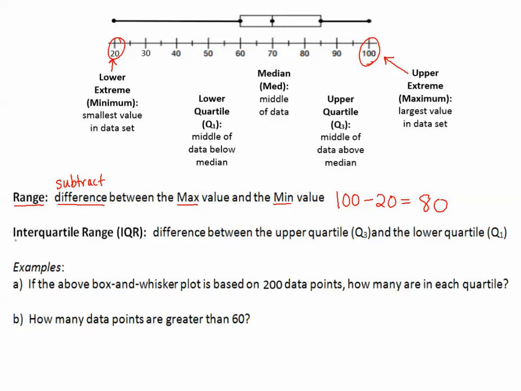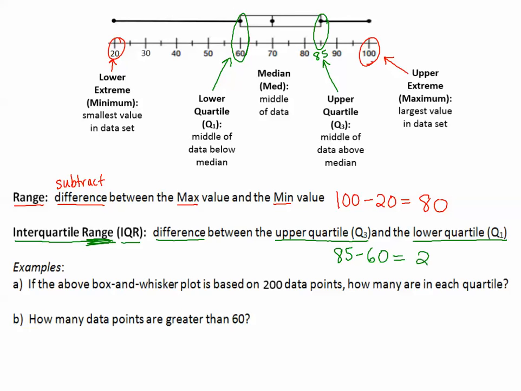The interquartile range, or IQR for short, is the difference between the upper quartile, Q3, and the lower quartile, Q1. So it's like the range where we subtract, except we're subtracting the upper quartile, which we said was 85, and the lower quartile, which we showed as 60. 85 minus 60, or 25.